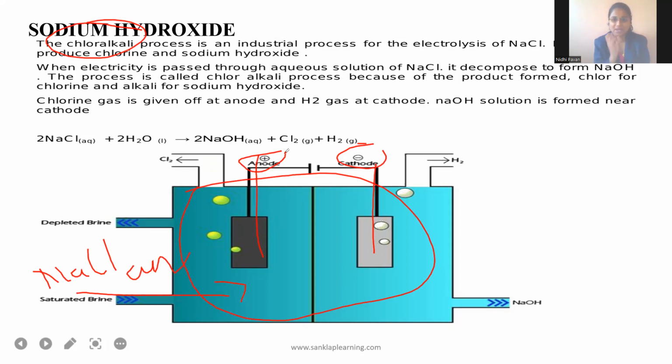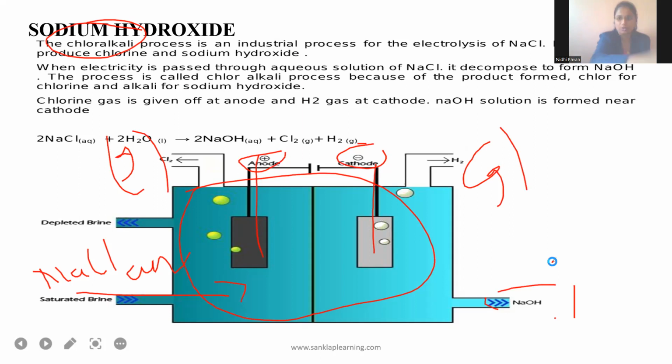When the electricity is passed, the sodium chloride decomposes, that is, breaks down into chlorine gas, released in the form of a gas, and hydrogen gas, as well as sodium hydroxide. The process is called the chloralkali process because we get products like chlorine and NaOH, which is an alkali. During this process, hydrogen gas is also released, which is used for many things like extinguishers, and chlorine gas is also released.